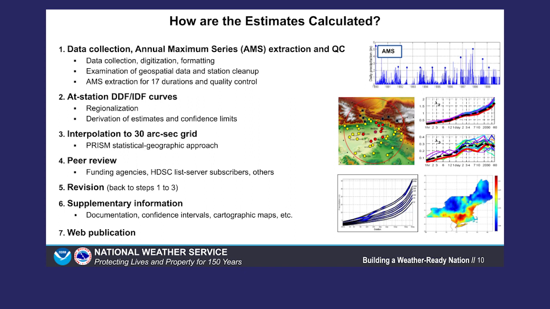The analysis approach is based on annual maximum series, or AMS. AMS for each station is obtained by extracting the highest precipitation amount for a particular duration in each successive year. All AMS are quality controlled. DDF curves at individual stations are computed using regional frequency analysis on the AMS across all durations and then interpolated to a 30 arcsecond grid.